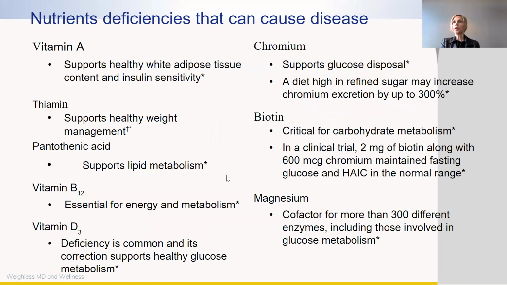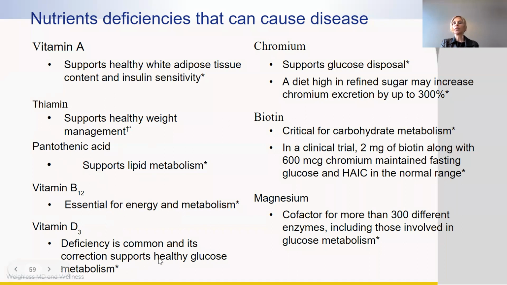Nutrient deficiencies over time can literally start to cause disease. Vitamin A plays a role in insulin sensitivity. Thiamine is so important, just the B vitamins. Pantothenic acid supports lipid metabolism. B12 is significant. The majority of people are walking around with this deficiency. It's essential for energy and metabolism.